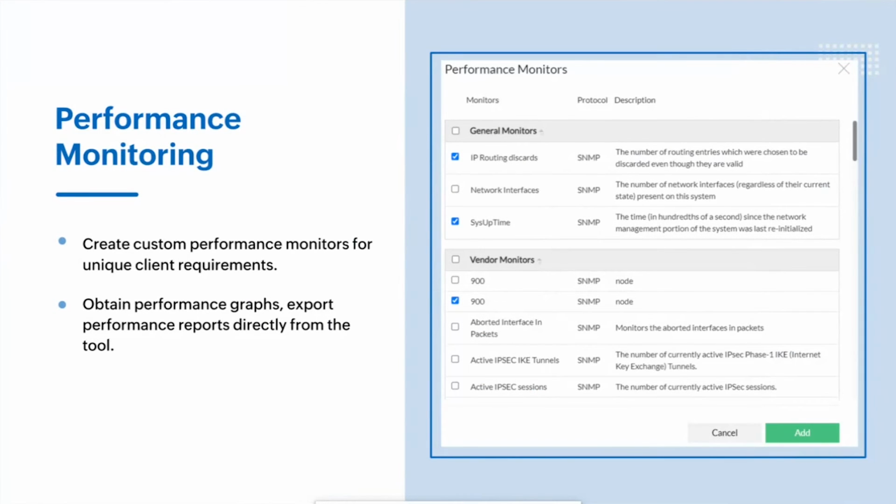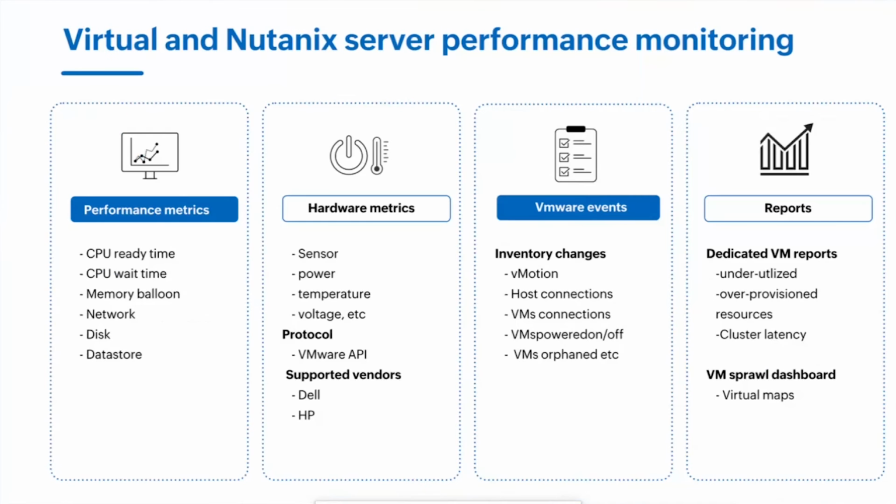Now that we have understood how performance monitors work, let's go to our next topic, virtual and Nutanix server performance monitoring. OpManager MSP provides intensive agentless virtual device monitoring to enable effortless performance management of your VMware devices. With OpManager MSP, you can monitor VM performance metrics like CPU ready time, CPU wait time, memory balloon, network, disk, data store, etc. You can also monitor hardware metrics such as sensor, power, temperature, voltage, and more. OpManager MSP relies on the VMware API protocol to accomplish this. We currently offer support for Dell and HP vendors, and this list is surely expanding.